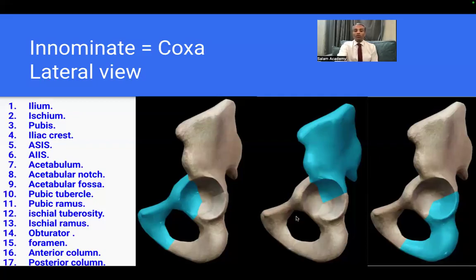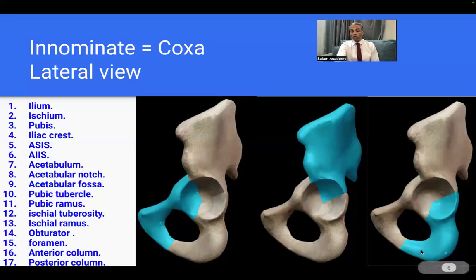And here for the pubis, we can see the pubic body and the pubic tubercle, the superior pubic ramus and inferior pubic ramus, and this is the ischial body, the ischial tuberosity, and the ischial ramus. Don't forget, this is the obturator foramen. It is very important, and we will talk about it later, and how the blood supply comes to the head of the femur from this area, especially in early age.